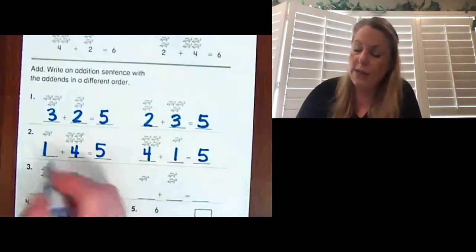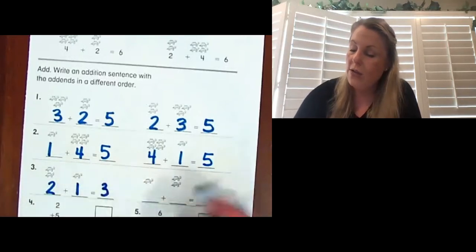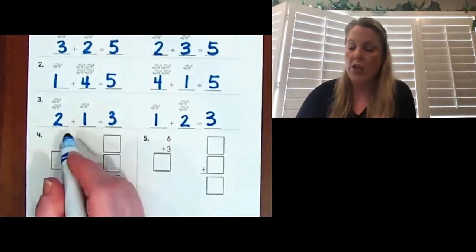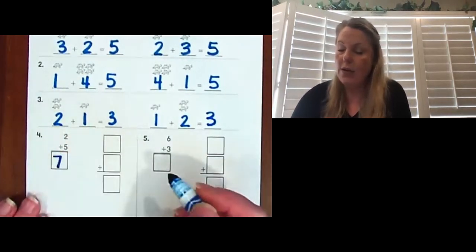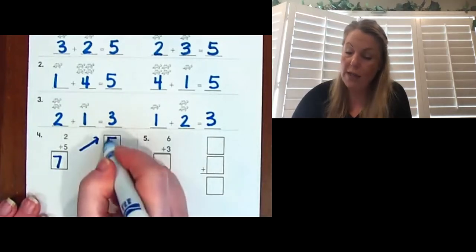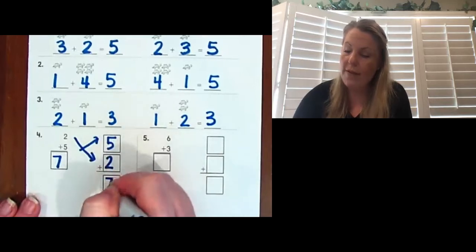Okay, now let's look at this number. 2 plus 1 is 3. So now we're going to switch it: 1 plus 2 is 3. Okay, let's look and see. 2 plus 5, we know, 5, 6, 7. So now we're going to do our commutative property. Switch the 5 on top, bring the 2 down. Is 7.